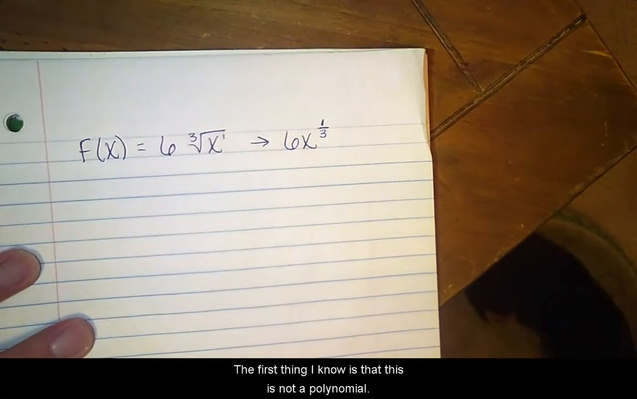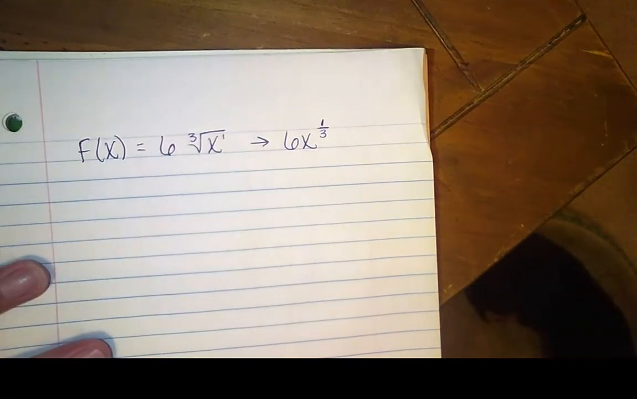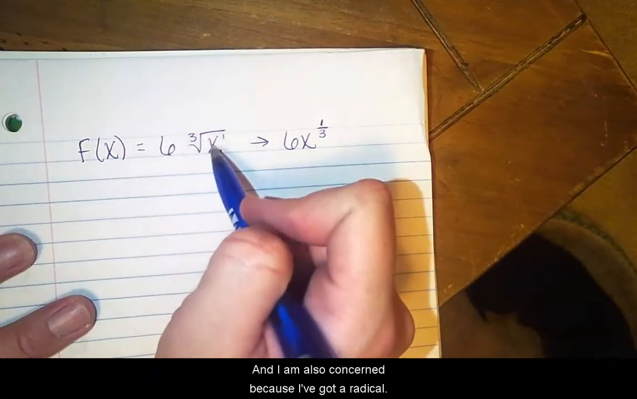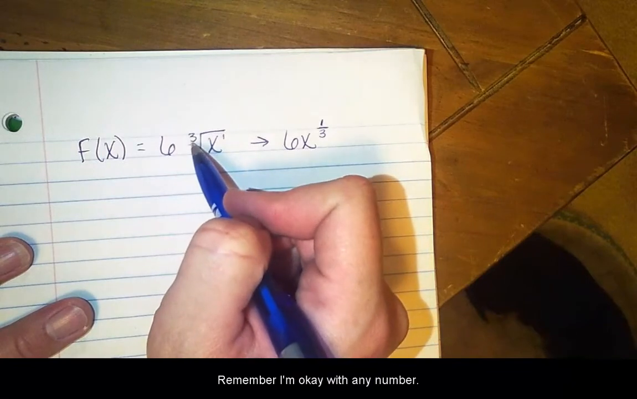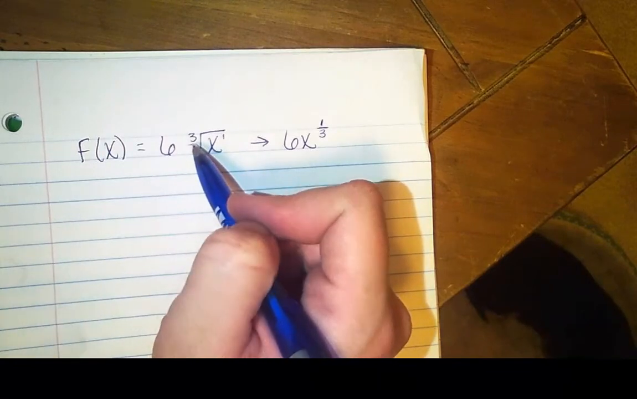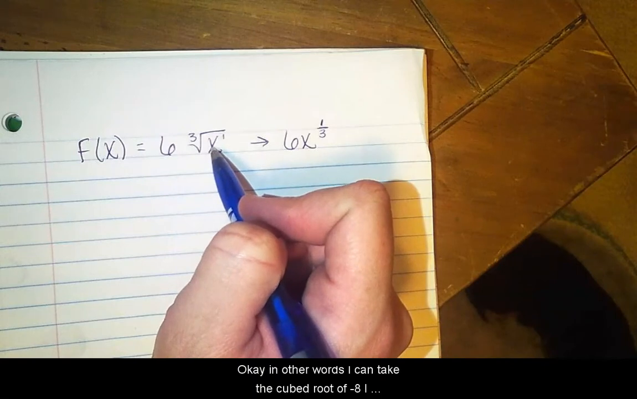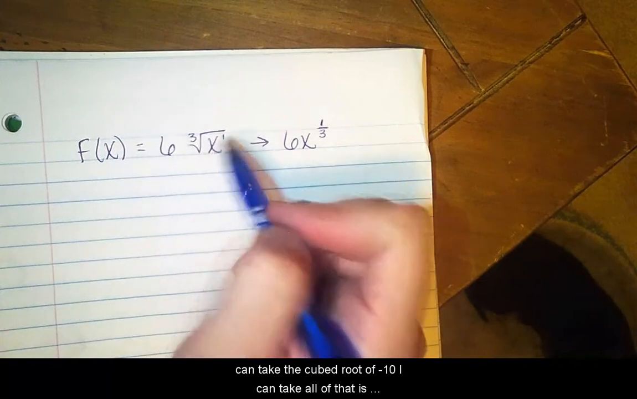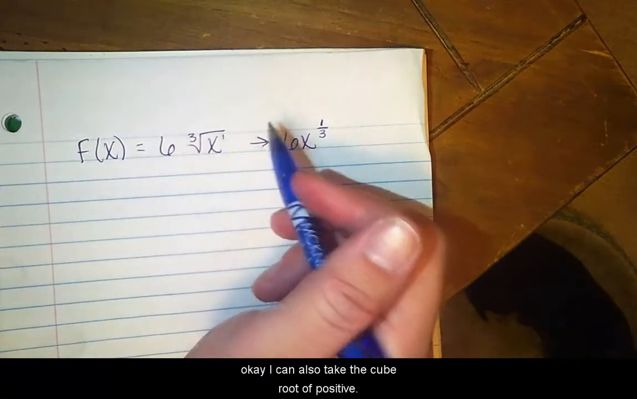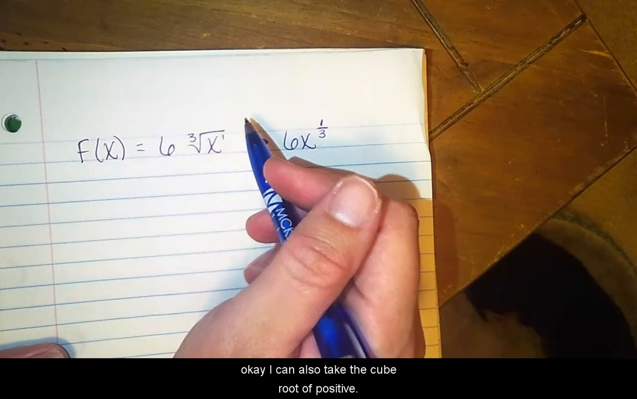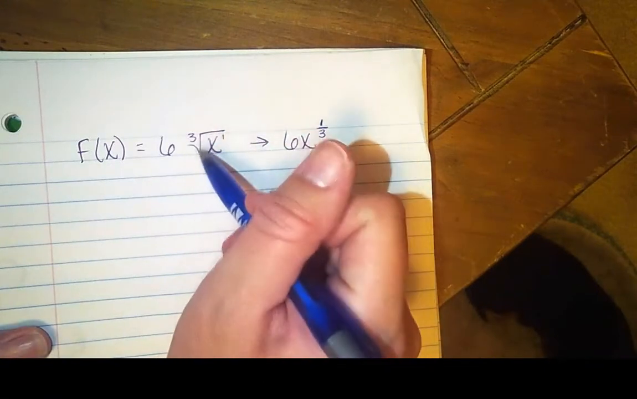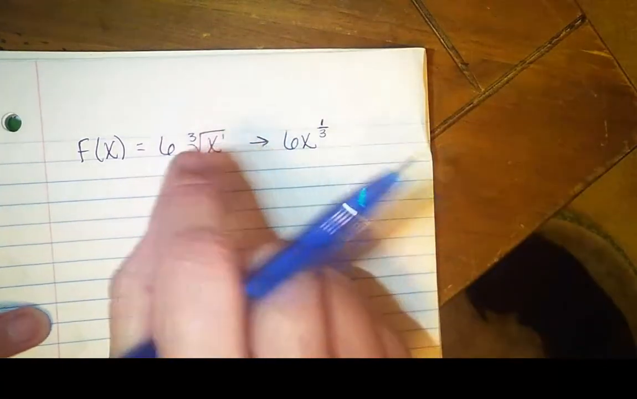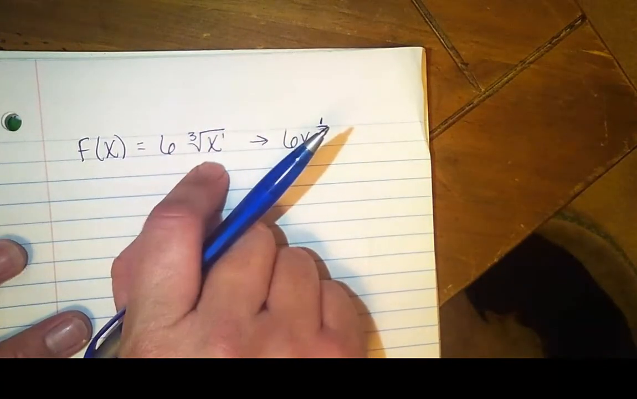Okay? So the first thing I know is that this is not a polynomial. And I am also concerned because I've got a radical. But remember, I'm okay with any number under an odd root. In other words, I can take the cubed root of -8. I can take the cubed root of -10. I can also take the cubed root of +8. I don't need to worry about my domain being affected. Okay? So that is point number 1. I do not need to worry about my domain being affected.